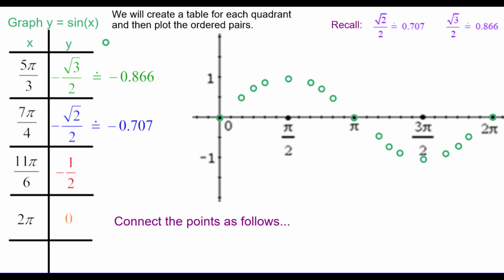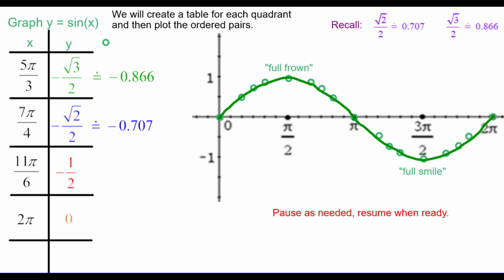So we're going to connect the points as follows. You can stay with us on this one. In the first two quadrants, it's a full frown, okay? Full frown. And in the third and fourth quadrants, it's a full smile. Pause as needed. Resume when you're ready.